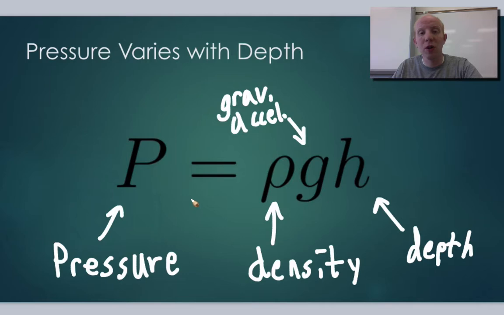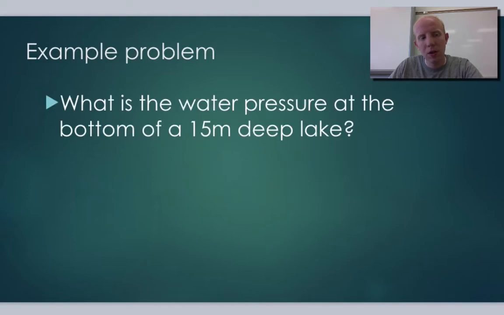So for example, if we wanted to calculate atmospheric pressure, we just would need the density of air, how strong gravity is, and the depth or how much air is above us. And if you do that, you end up with 1 atmosphere or 101.3 kilopascals. But this allows us to use a whole bunch of other fluids as well. So let's try an example problem.